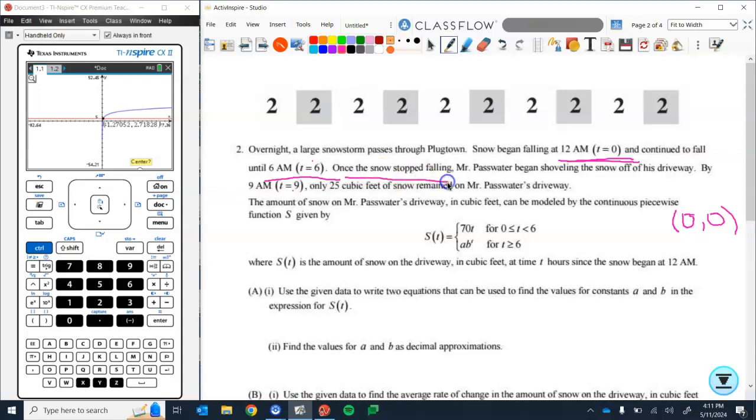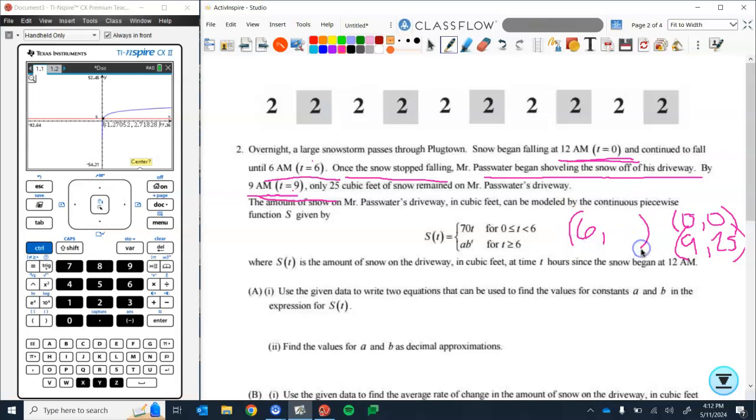Once the snow stopped falling, Mr. Passwater began shoveling the snow off his driveway. By 9 a.m., t equals 9, only 25 cubic feet of snow remained on Mr. Passwater's driveway. The amount of snow on Mr. Passwater's driveway in cubic feet can be modeled by the continuous piecewise function. Okay, so they told me at 9 there was 25 cubic feet. So I've got that. I can write it. This is terrible. 25. Okay. And they gave me this 6, but I don't know what's supposed to go with 6.